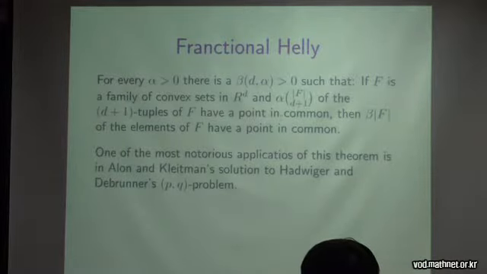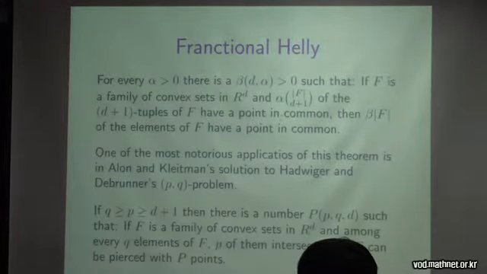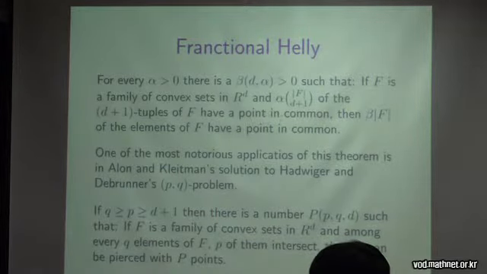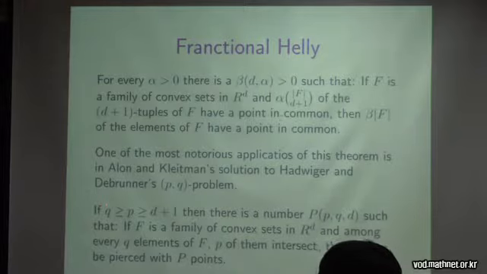So this theorem, the first time I heard about it was when I heard about the Hadwiger and Debrunner PQ problem, which was proved by Alon and Kleitman. The PQ problem says the following. Imagine that you have a family of convex sets, and this time you don't know that every certain number of them have a point in common, but you know that every time you take q of the elements of the family, p of them have a point in common. The first interesting example is when q is 4 and p is 3.